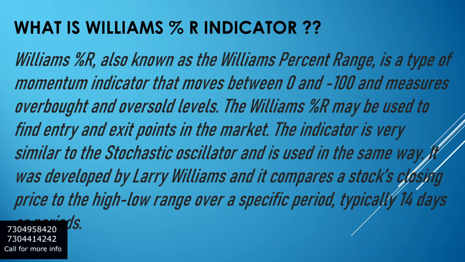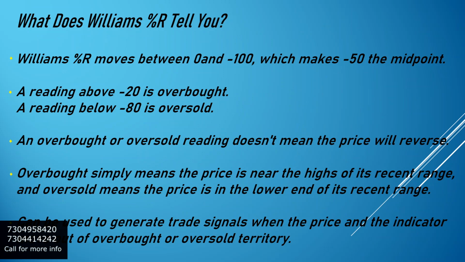The difference between Williams percent R and the stochastic oscillator is Williams percent R represents a market's closing level versus the highest high for the look-back period. Conversely, the stochastic oscillator, which moves between 0 to plus 100, illustrates a market's close in relation to the lowest low. Now, what does the Williams percent R indicator indicate to you?